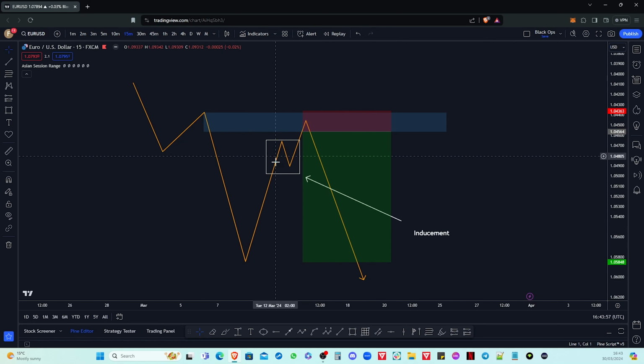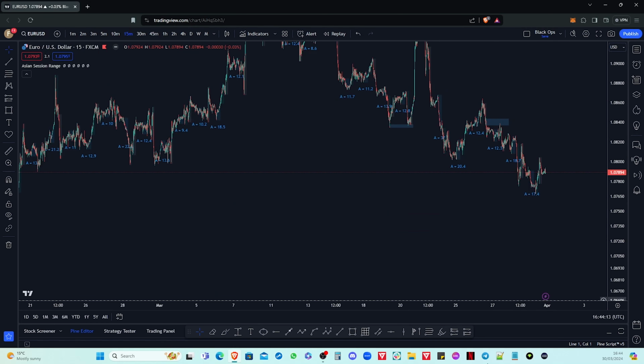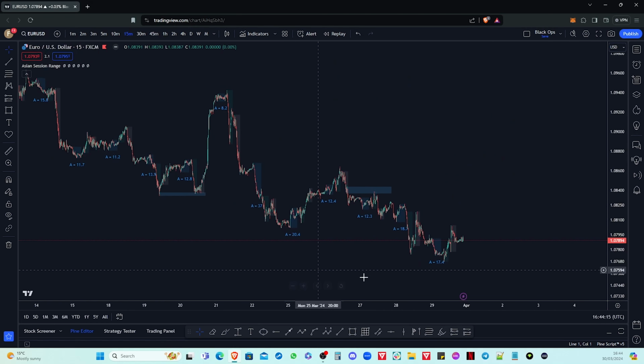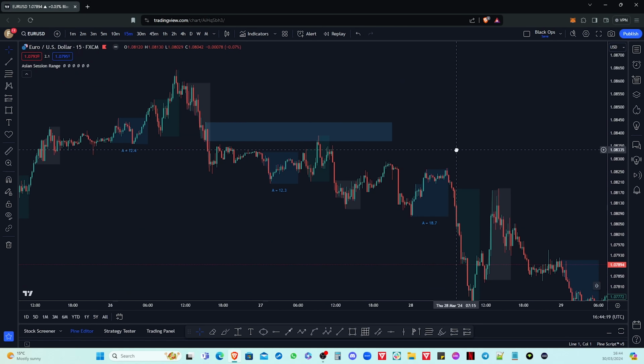Then you get that inducement, people jump into the trade early, they get taken out straight into our demand zone, supply zone, sorry, and then we take that short trade. And that's really simply the trade that we'll be looking for. Now I've already gone and found 2 examples that essentially show this trading style and strategy.